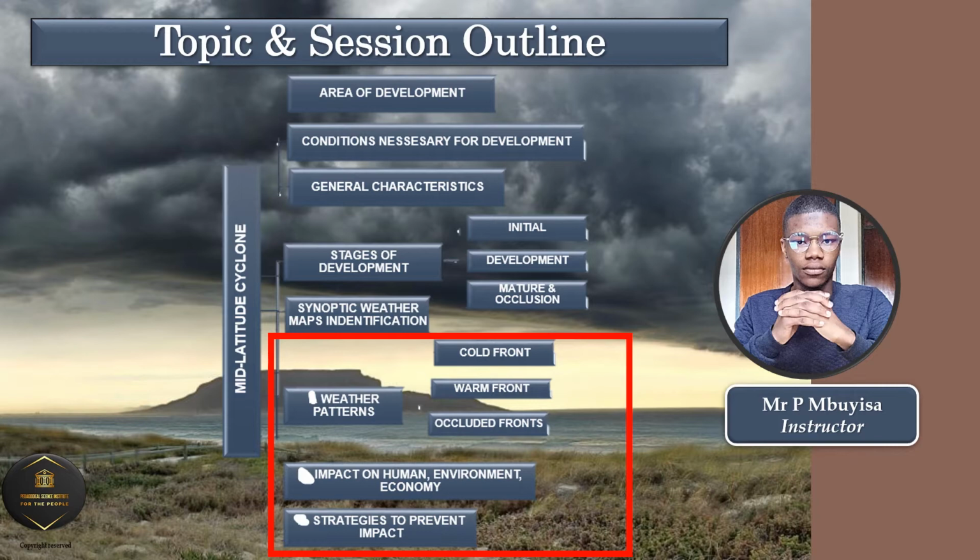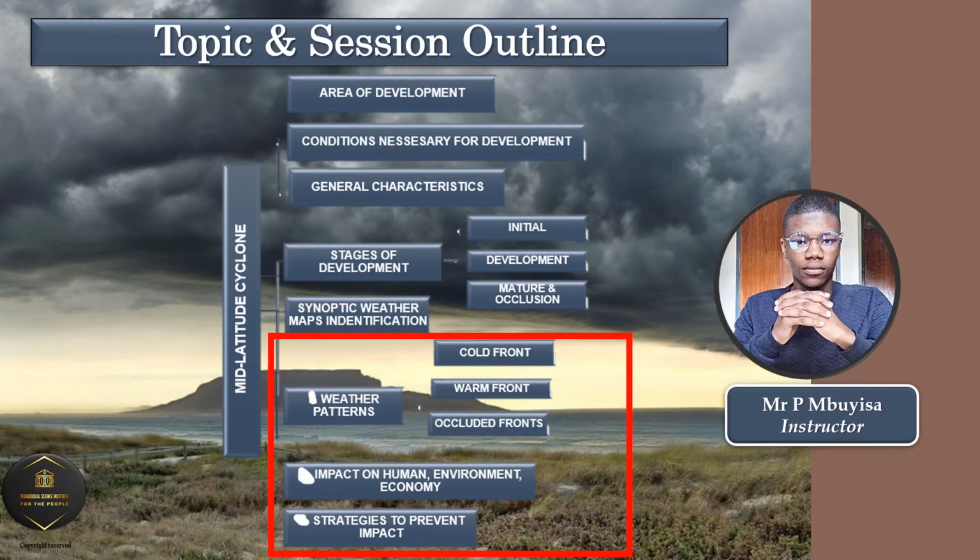We are going to be talking about the associated weather patterns with mid-latitude cyclones. So we'll be looking at what conditions are associated with a cold front, a warm front, and an occluded front. We are also going to be looking at some technical geographical skills you should know associated with these different fronts for examination purposes. You also need to know the impact that this system has on humans, the environment, and the economy.